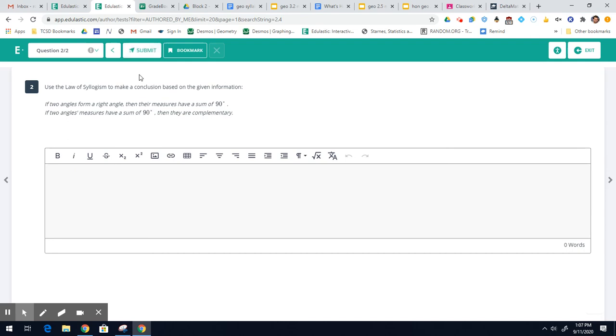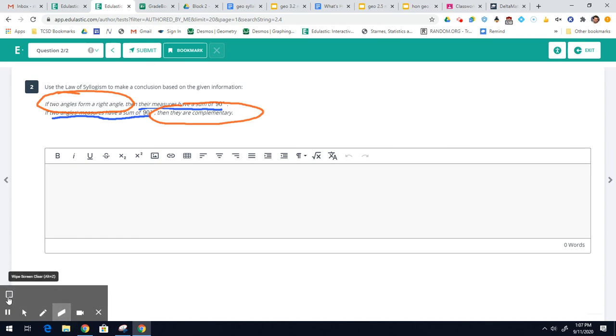All right, next one. It says use the law of syllogism to make a conclusion based on the given information. If two angles form a right angle, then their measures have a sum of 90 degrees. If two angles' measures have a sum of 90 degrees, then they are complementary. This idea of syllogism or transitivity is the fact that the first sentence ends with the two angles having a sum of 90 degrees, and the second sentence begins with the same fact. So let's take the first part of the first sentence and connect it to the second part of the second sentence. And that's going to be your conclusion, this new conditional statement.